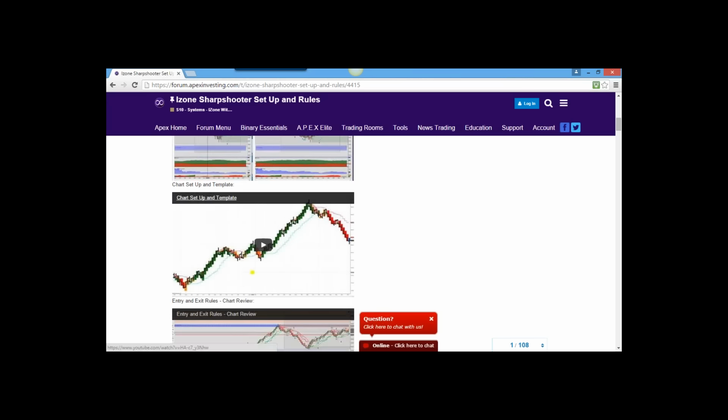Chart setup and template. This goes through what I already went through with you. What is this indicator? What is that indicator? What is that indicator? You got that. You don't need to know anything more about that. You don't have to build your own chart. You just go in once you have the toolkit set up and you just select IZONES Sharpshooter Beginner Template. You click it, you got it.